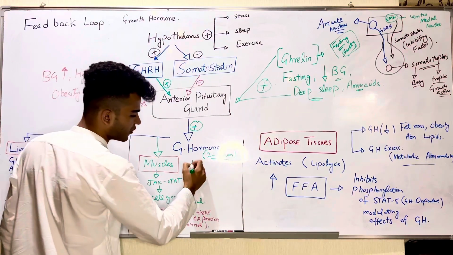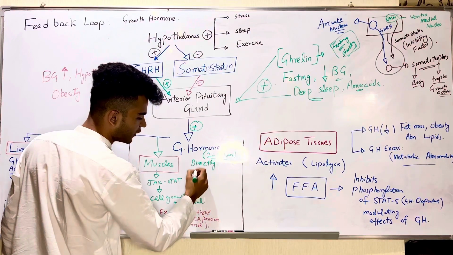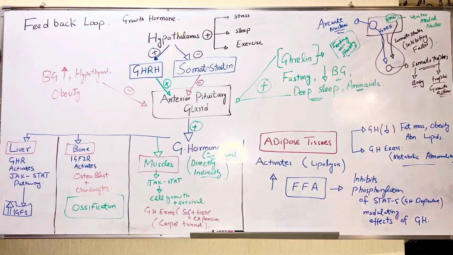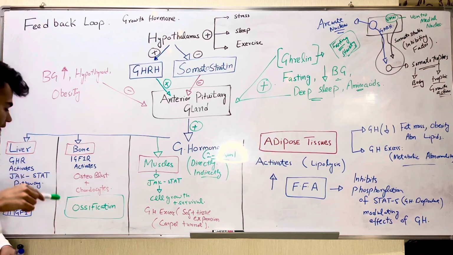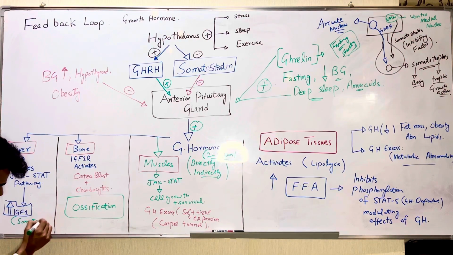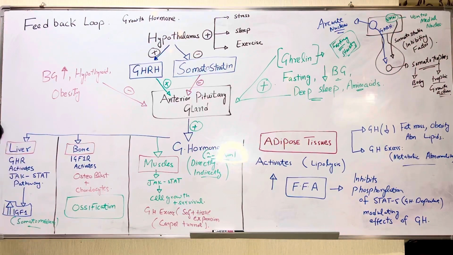Either it will work directly or it will work indirectly. So how indirectly and how directly? Indirectly, this growth hormone will come to the liver. In the liver, it will activate the growth hormone receptor JAK-STAT pathway, which we explained in our last lecture, the Janus kinase and STAT pathway. So when this pathway is activated, it will lead to the production of insulin-like growth factor 1, which we also call somatomedins. And then it will go through the blood and do its function.